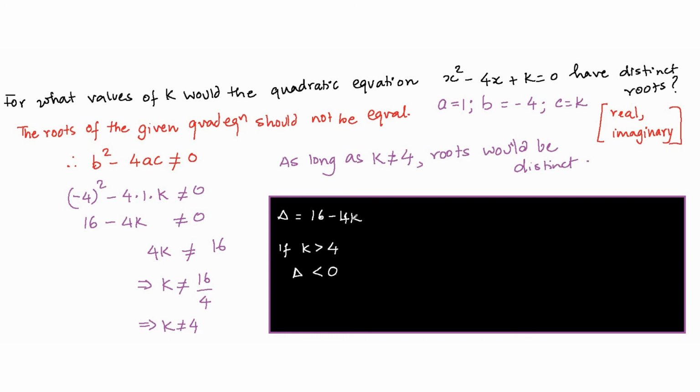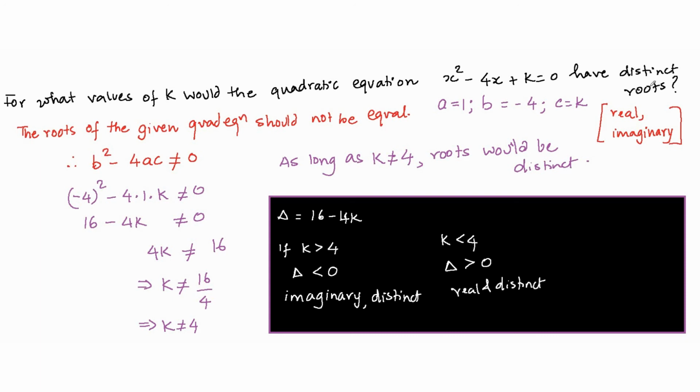If you pick any value greater than 4 for k, then 16 minus 4k will be less than 0, which means that the roots would be imaginary and they would be distinct. Whereas if k is less than 4, then 16 minus 4k will be greater than 0, that is the discriminant will be greater than 0. So the roots would be real and distinct, right?